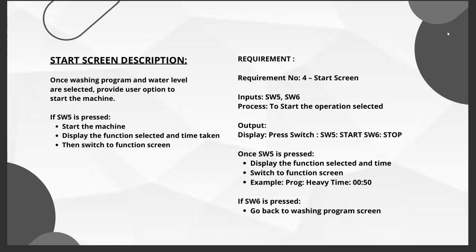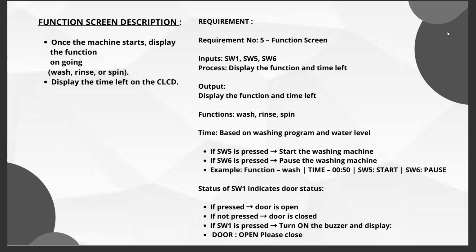Once the washing program and water level are selected, the user is given the option to start the machine. If switch 5 is pressed, the machine starts and displays the function selected and time taken. Then it switches to the function screen. If switch 6 is pressed instead, it will go back to the washing program screen. Let us assume we have pressed switch 5 and the function screen arrived.